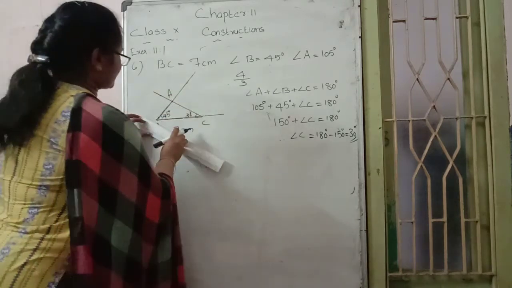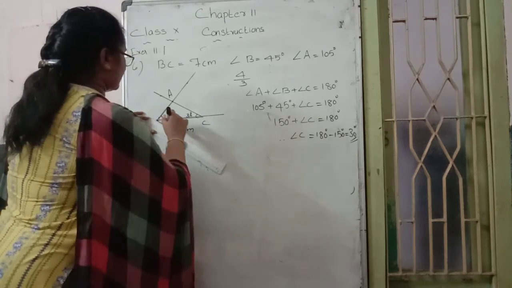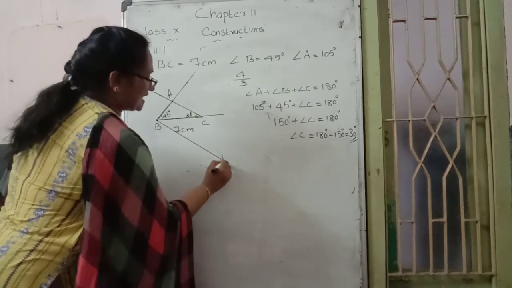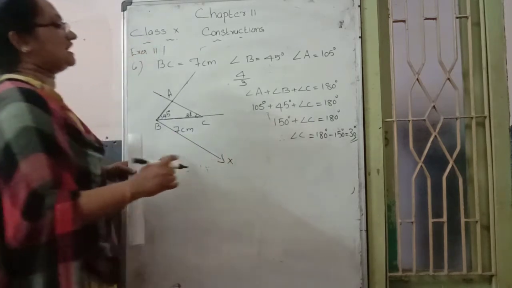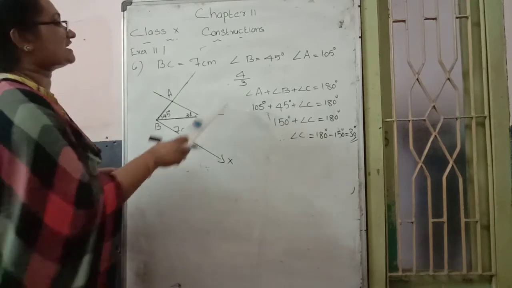Then, next, the same procedure: draw an acute angle. CBX is the acute angle. Put an arrow mark and keep the X mark here. How many points do we want to mark on the BX ray?